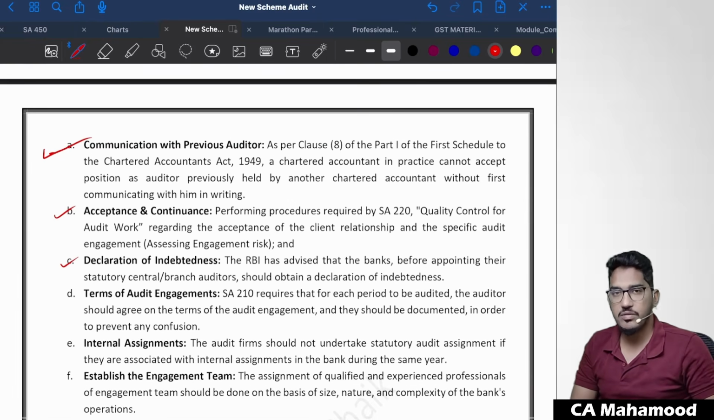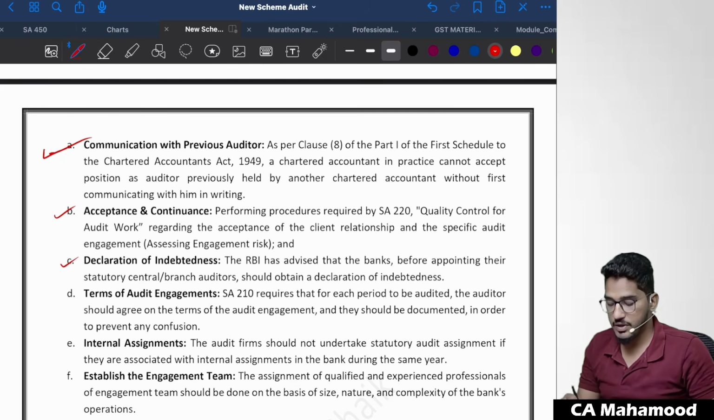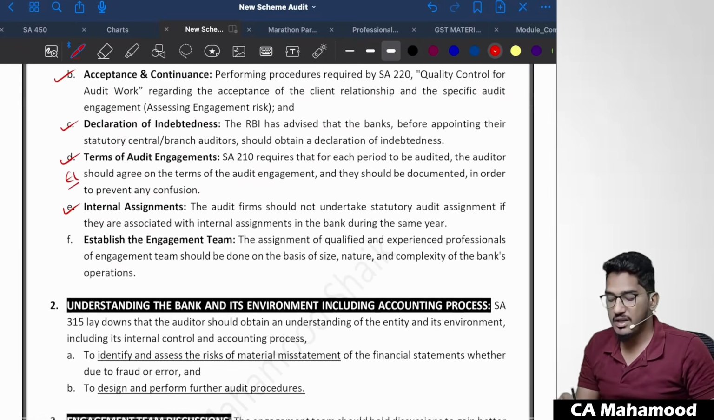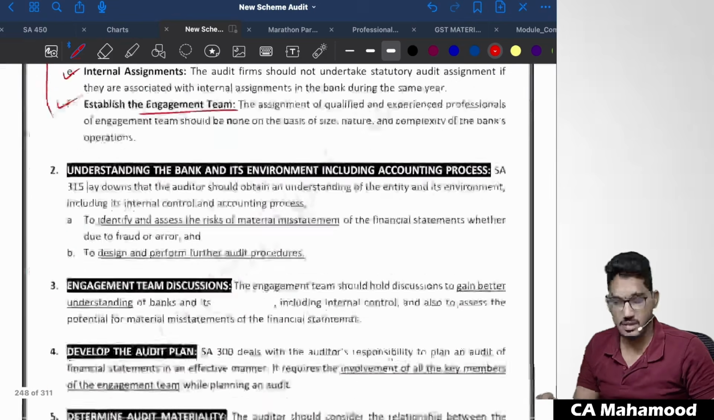And declaration of indebtedness. Specifically in the case of banks, before you get appointed as an auditor, you have to declare your indebtedness. That means how much you are indebted to the bank. Are you indebted to the bank? If yes, for how much amount? Is your account classified as NPA? That written declaration you have to give. And terms of audit engagement, nothing but drafting your engagement letter. Then internal assignments: you should not do any kind of internal assignment if you are getting appointed as a statutory auditor. And finally, establish your engagement team, determine who will form part of your engagement team. So these are all some basic initial considerations.